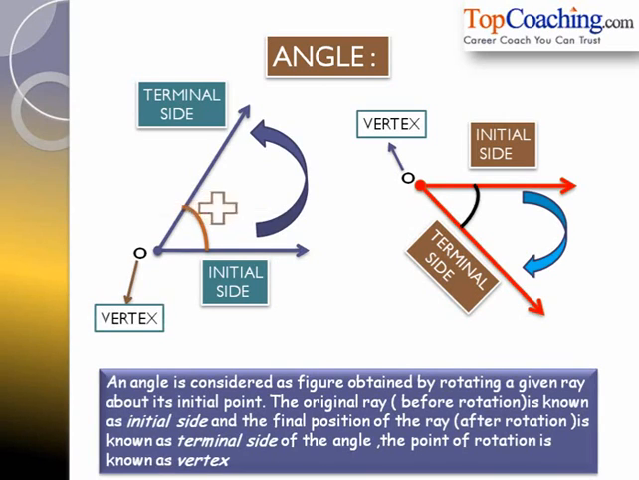Now, whenever the ray is rotated in the anti-clockwise direction, this angle formed is always taken as positive. And when the ray is rotated in the clockwise direction, then this angle is always taken as negative. So as a convention, we always take angle in a clockwise direction as negative and angle in an anti-clockwise direction as positive. So this is all about an angle. Angle has an initial side and a terminal side and also the initial point, which is known as the vertex.